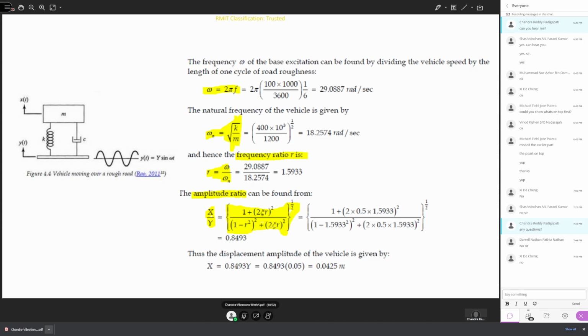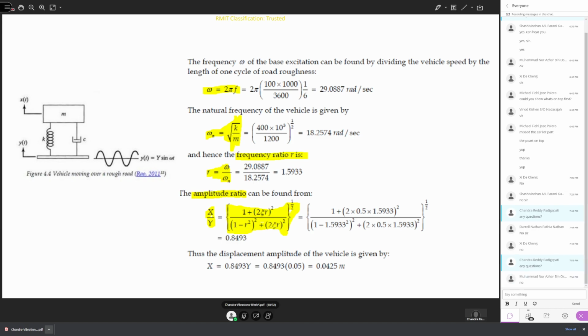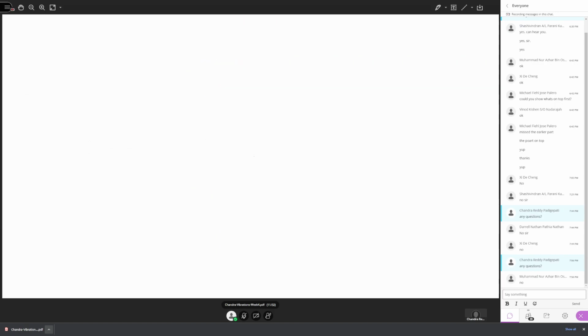So normally in the end of term exams, definitely there will be a question dealing with amplitude ratios or the force transmissibility. So any questions? All right, so Nuraja says no questions, then we'll move on to the next example.